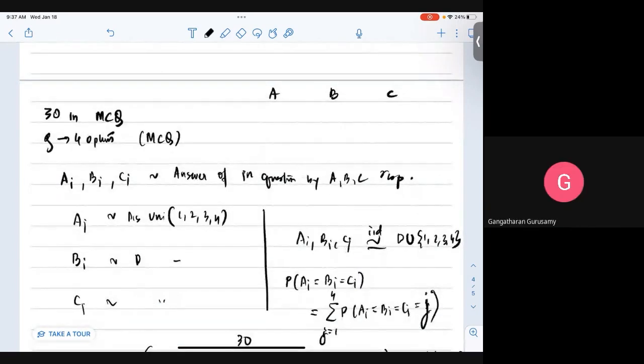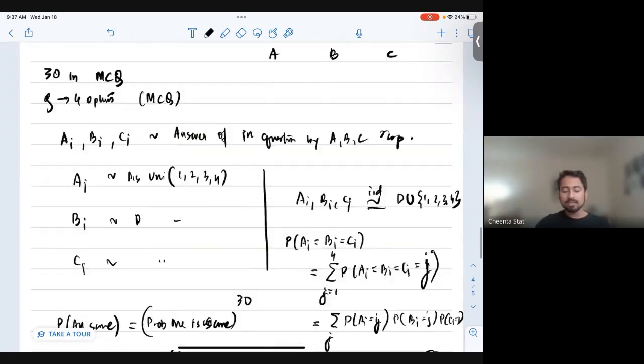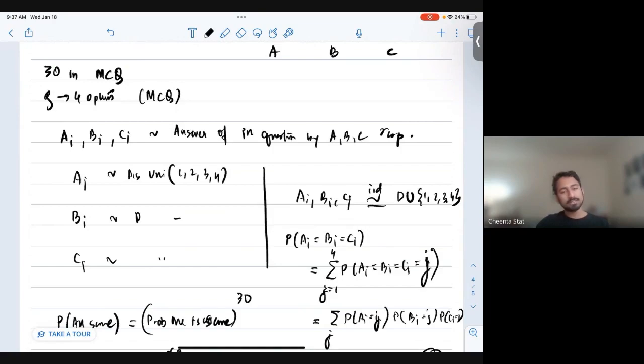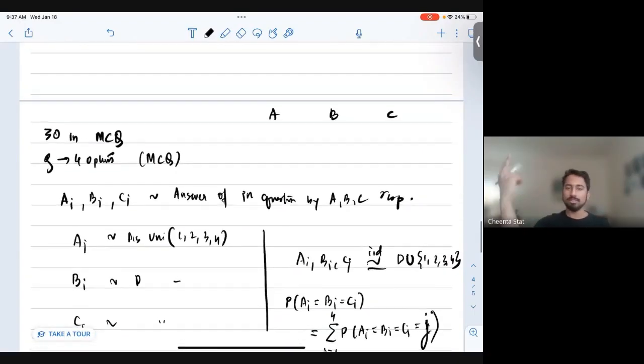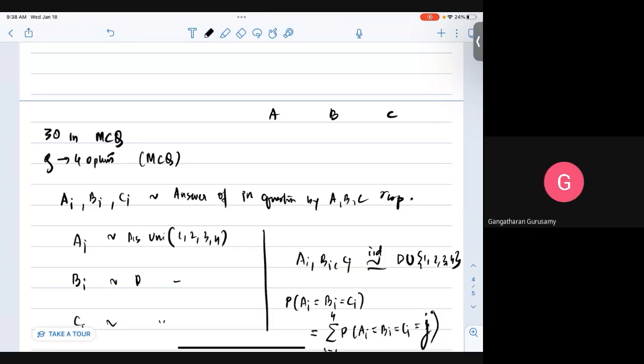Okay, 4 options are there. Ai is the answer to the ith question by A. People are selecting the options randomly, so Ai is discrete uniform 1, 2, 3, 4. It's randomly, equally likely. It takes either option 1, option 2, option 3, or option 4 with equal probability. Therefore it's discrete uniform 1, 2, 3, 4. Did you get it? Yes, sir.